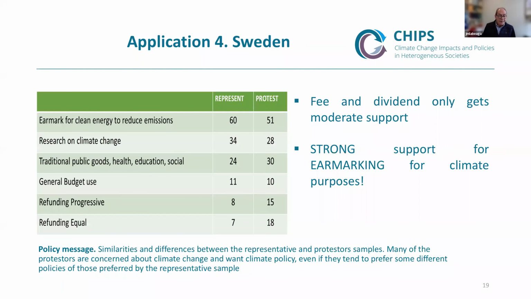The second slide tries to identify if, in the two samples, the representative one and the protesters, there are differences. And the results we saw is that fee and dividend only gets moderate support from both populations, while earmarking for clean energy to reduce emissions gets strong support from both subpopulations. So, as a policy message, there appear to be similarities and differences between the representative and protester samples. Many of the protesters are concerned about climate change and want climate policy, even if they tend to prefer some different policies from those preferred by the representative sample, which we should take into account if we like to get success in these kinds of policies.